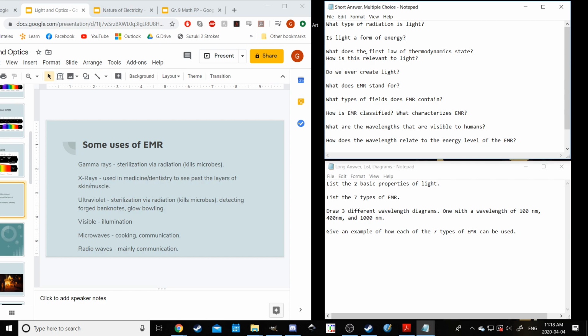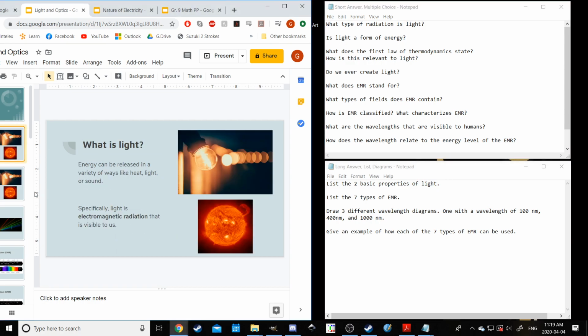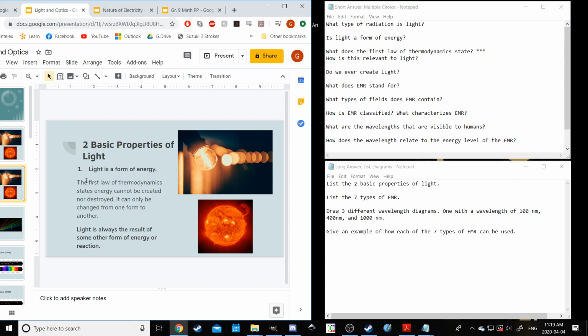Is light a form of energy? I'll say, yeah, it is. And I know that one. I can check my answer using this. This is kind of my answer key, right? And then I get to the third one. What does the first law of thermodynamics state? And I go, oh man, I can't quite remember this one. So what I'm going to do is just put some stars next to that one. I don't know that one. I didn't get it. And then after I put the stars, I go and figure it out.